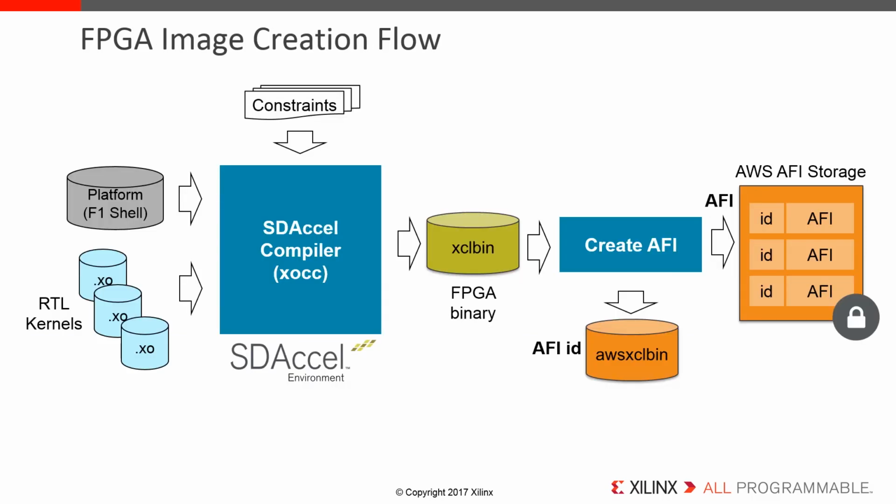Finally, we will look at the second part of the FPGA image creation flow, where we take the FPGA binary and convert it into an encrypted Amazon FPGA image, or AFI.